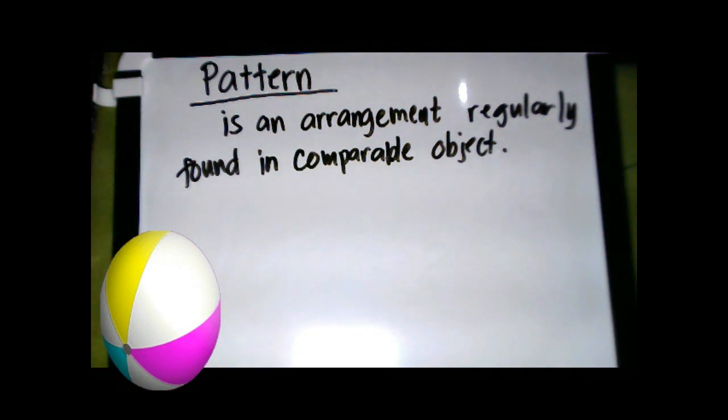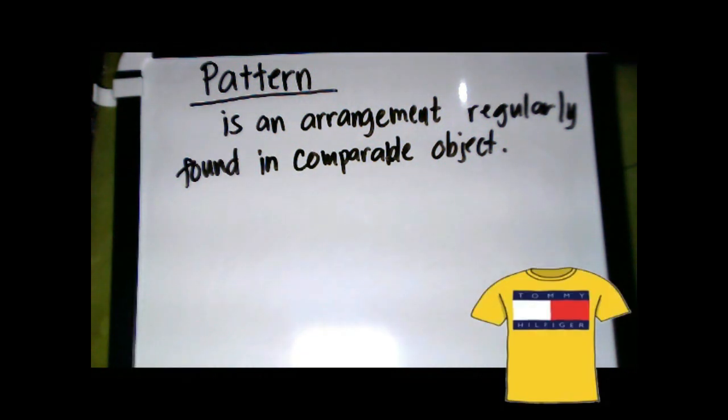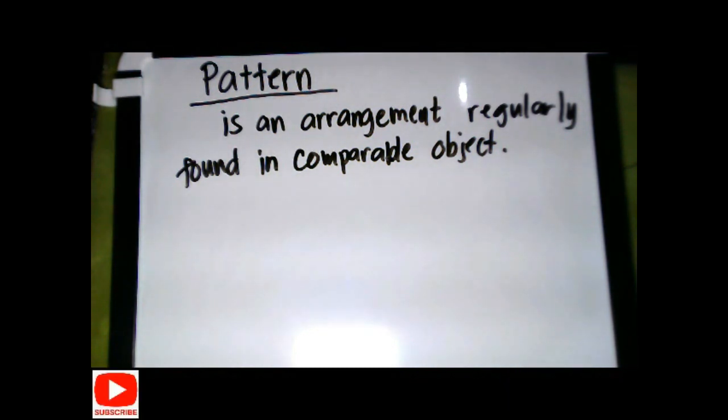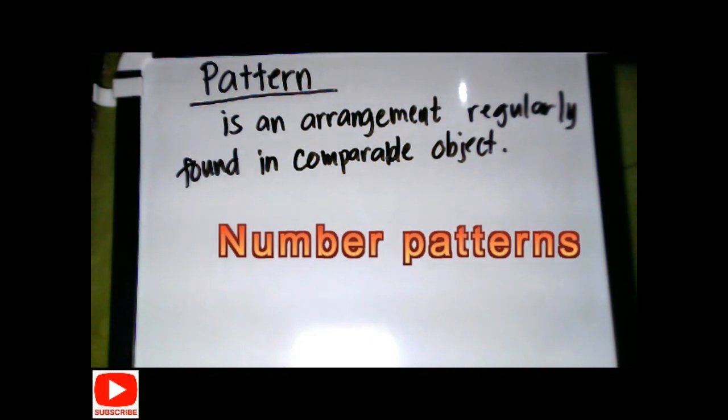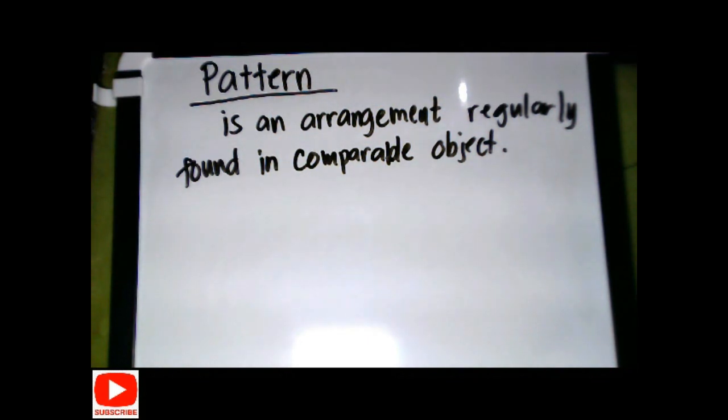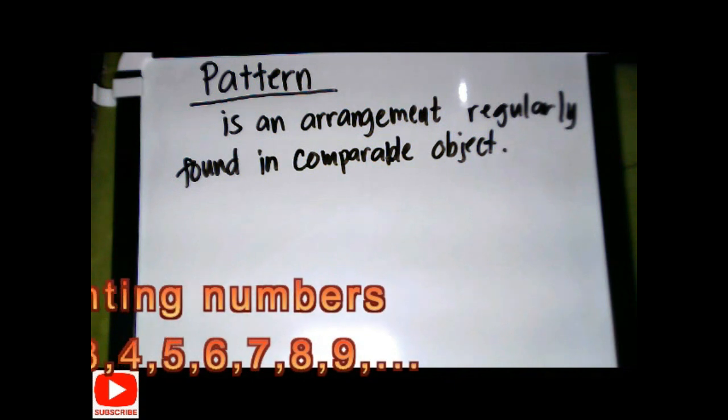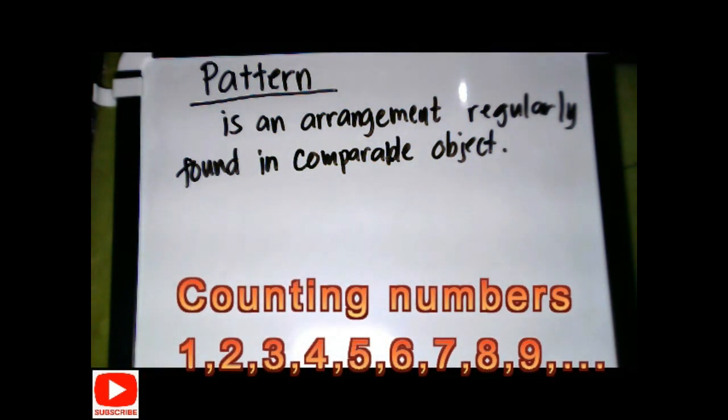However, let's take for instance a t-shirt. It has 4 holes. One for your torso, second is for your neck, and the other 2 holes are for your arms. So what is the relationship between this and a pattern in mathematics? In mathematics, we have number patterns. A number pattern is a set of numbers that follows a certain pattern. A common example of a number pattern is the counting numbers, like 1, 2, 3, 4, 5, 6, 7, 8, 9, 10, and so on.